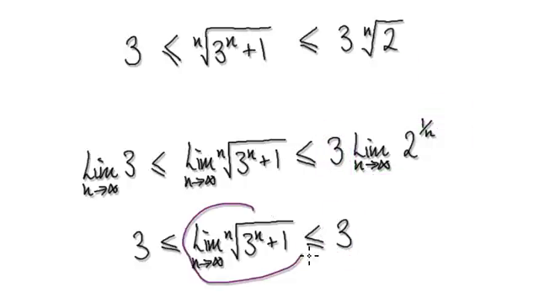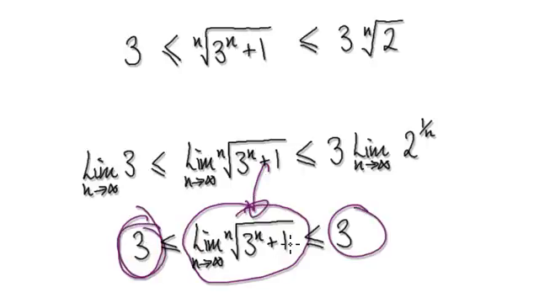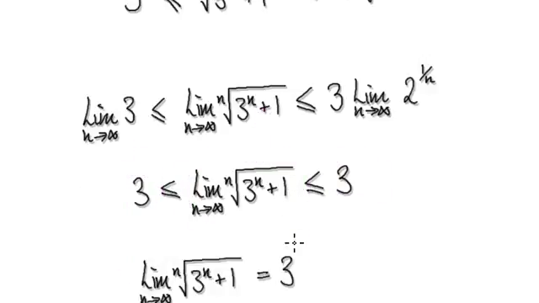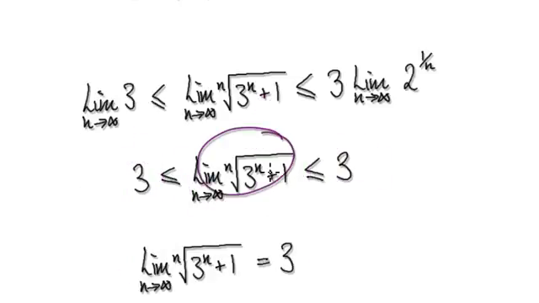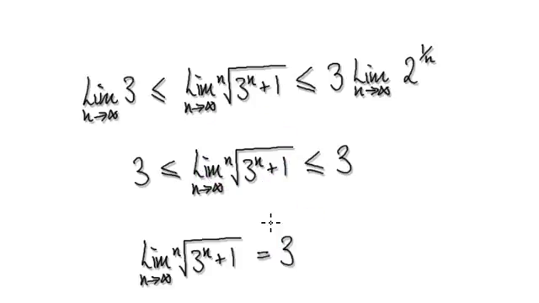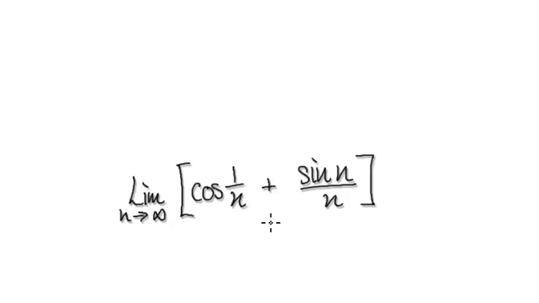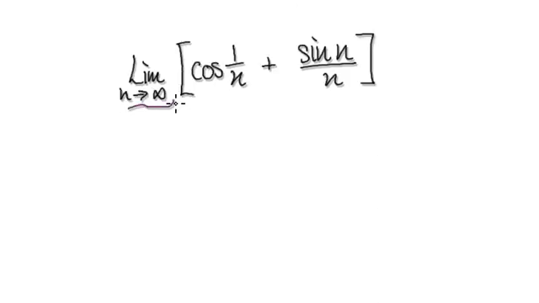So now this thing here, which we don't know, it's always trapped in between 3 and 3. So by using the squeeze theorem, we can say that the limit of this thing here is 3. Okay. So next one. Find the limit of this as n tends to infinity. So press pause and have a go.